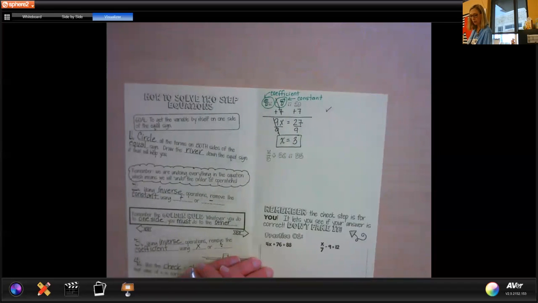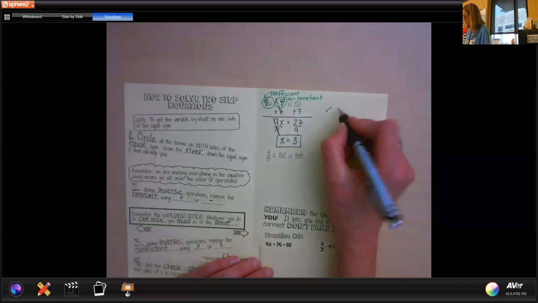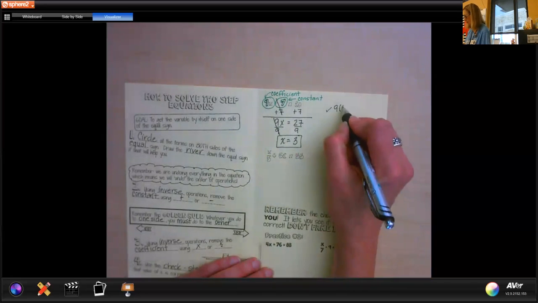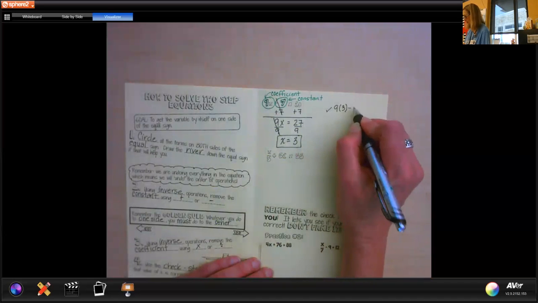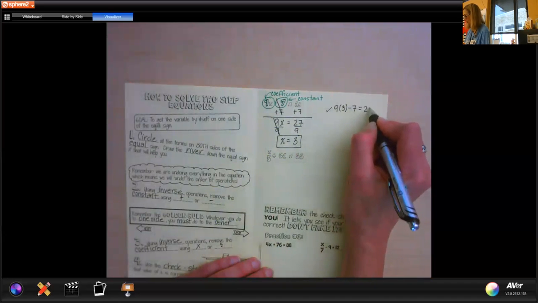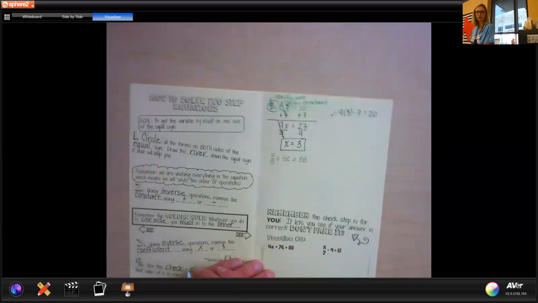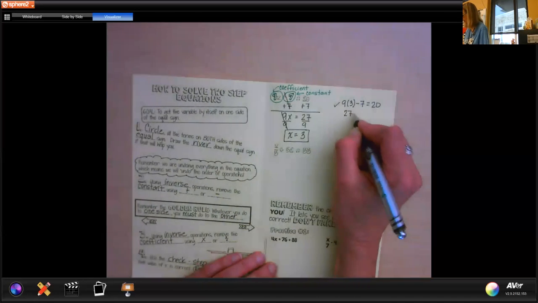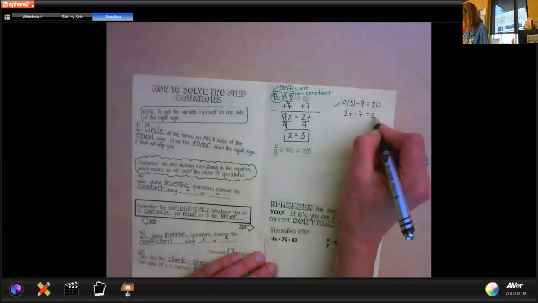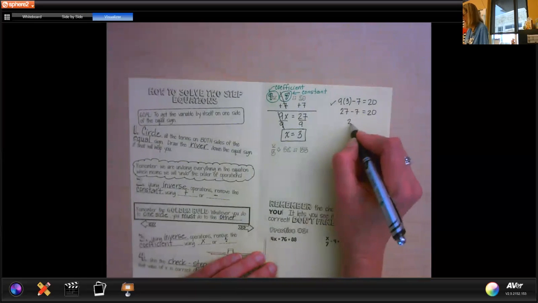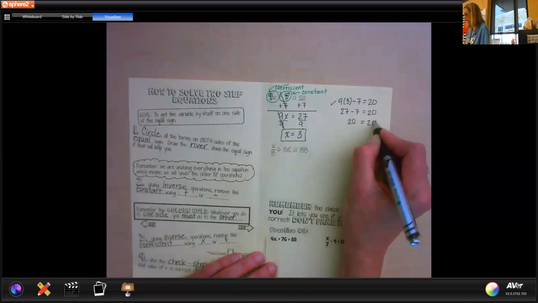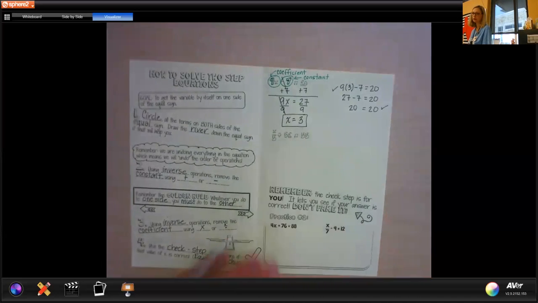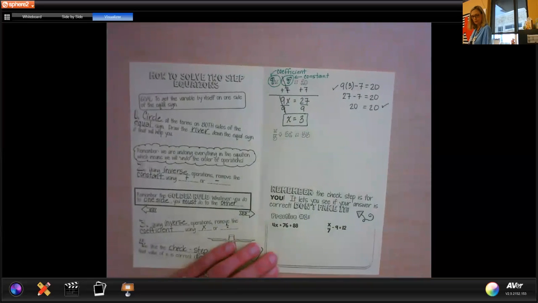To do that, we're going to go back to our original equation and plug in the value of x. 9 times 3 minus 7 equals 20. And we want to check and make sure that that is actually true. 9 times 3 is 27. 27 minus 7 is 20. And yes, 20 is equal to 20. So that tells us that we have the correct solution for that equation.